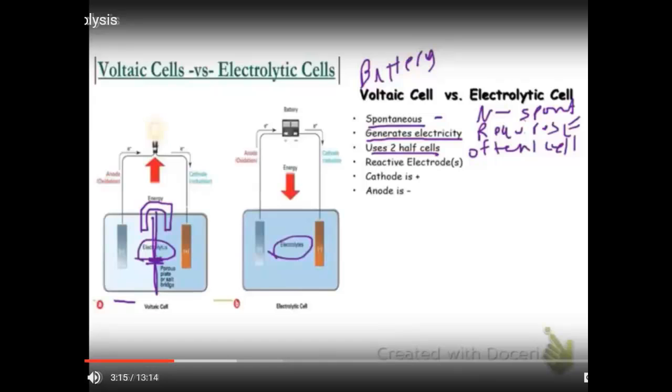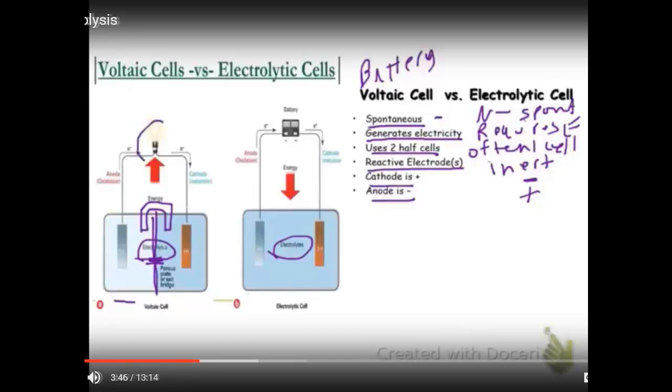Okay. In voltaic cells, we generally use reactive electrodes, whereas in electrolytic cells they are inert electrodes. The thing that is different also is the cathode in a galvanic cell is positive, whereas the cathode in the electrolytic cell is negative. The anode is negative in a voltaic cell, but it is positive in an electrolytic cell.